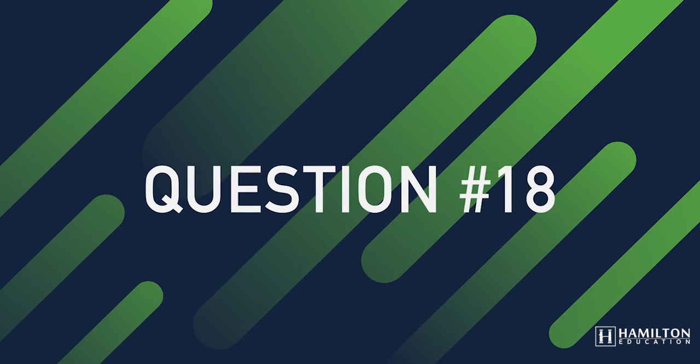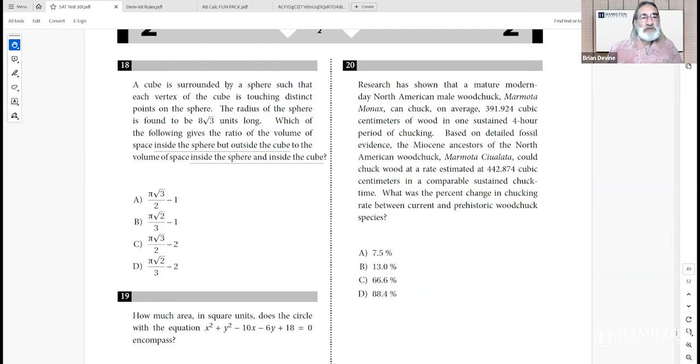Question 18. A cube is surrounded by a sphere such that each vertex of the cube is touching distinct, different points on the sphere. So think of it as a box that's inside of a ball.